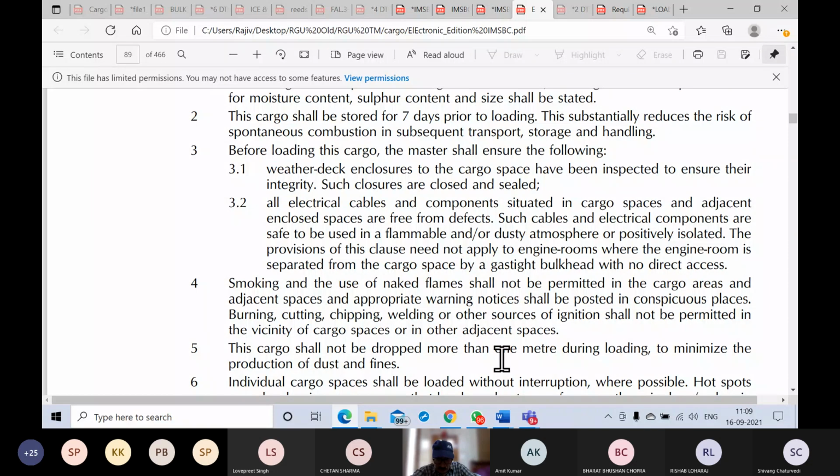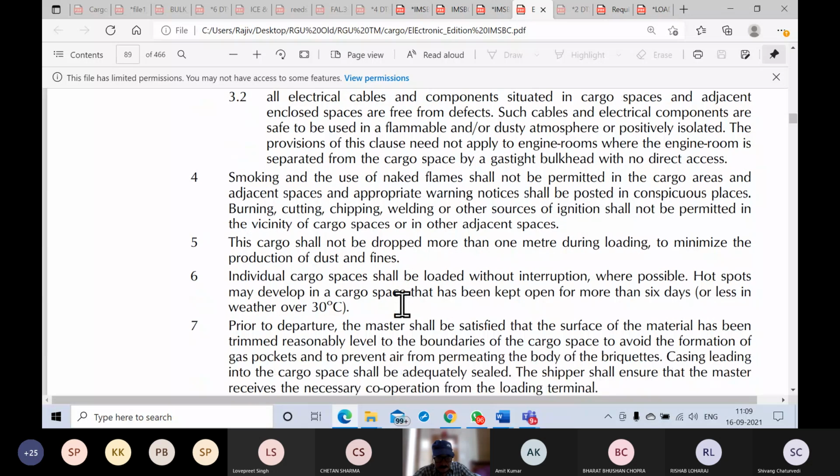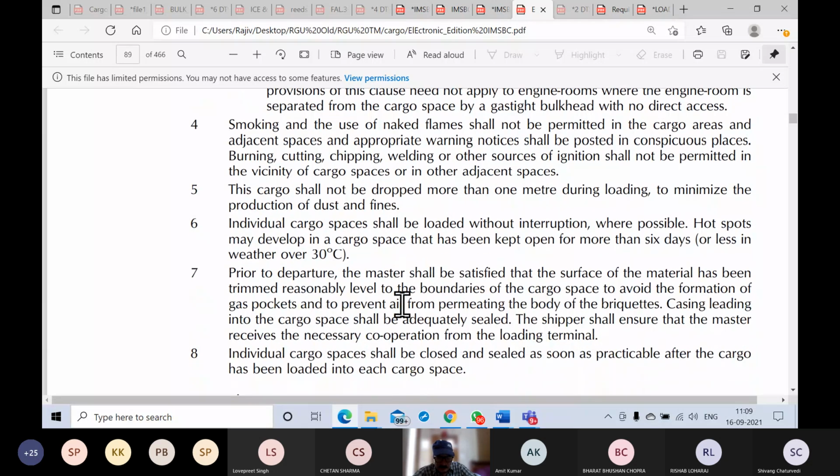It is so exhaustive, so comprehensive, that these things are also mentioned. Cargo shall not be dropped for more than 1 meter during loading to minimize production of dust and fines. Trimming should be done even before departure. It should be ensured the cargo space has been trimmed according to section 4.2.